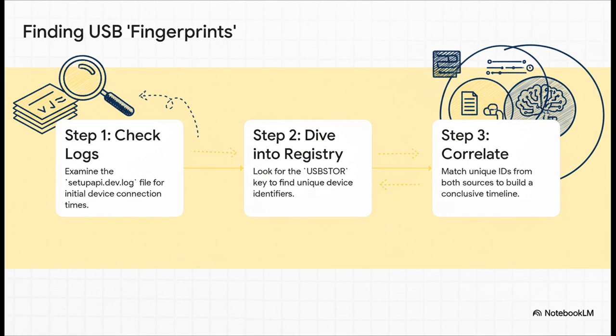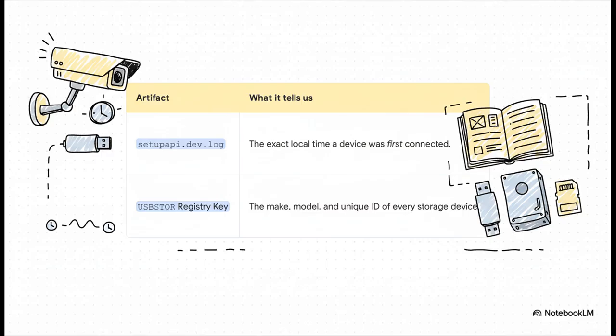First, they check the system's setup logs. Then, they dive deep into the Windows registry. You can think of that as the computer's central nervous system. And finally, and this is the most important part, they correlate the evidence from both of those places to build a concrete timeline.